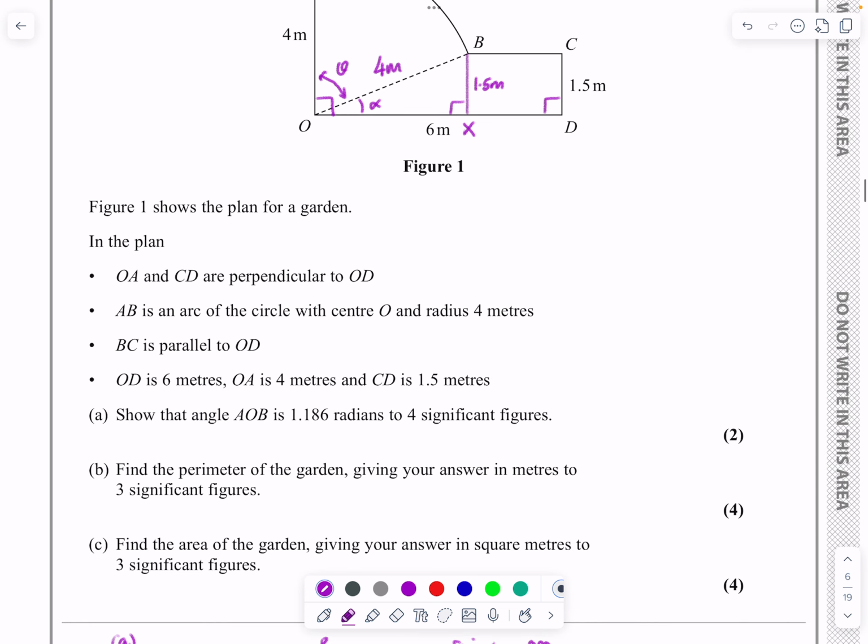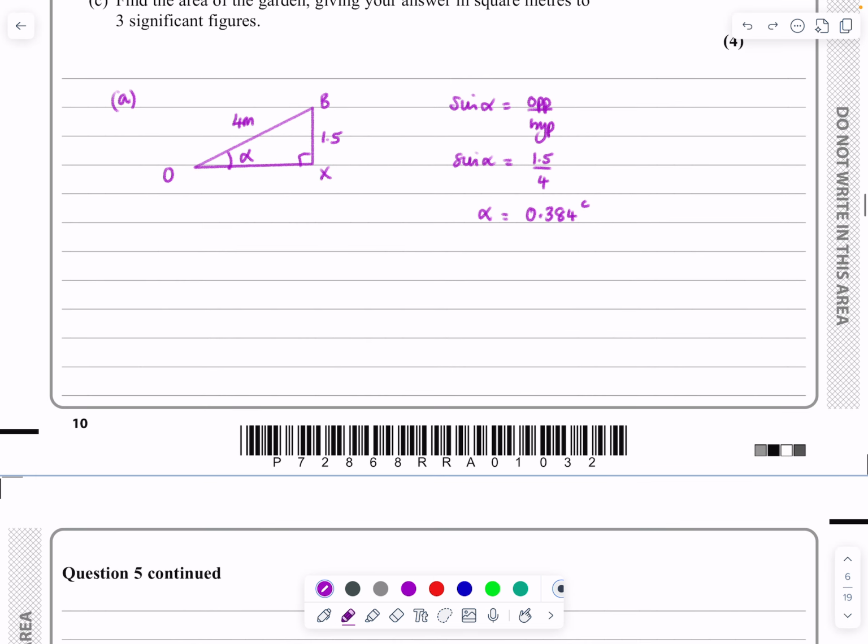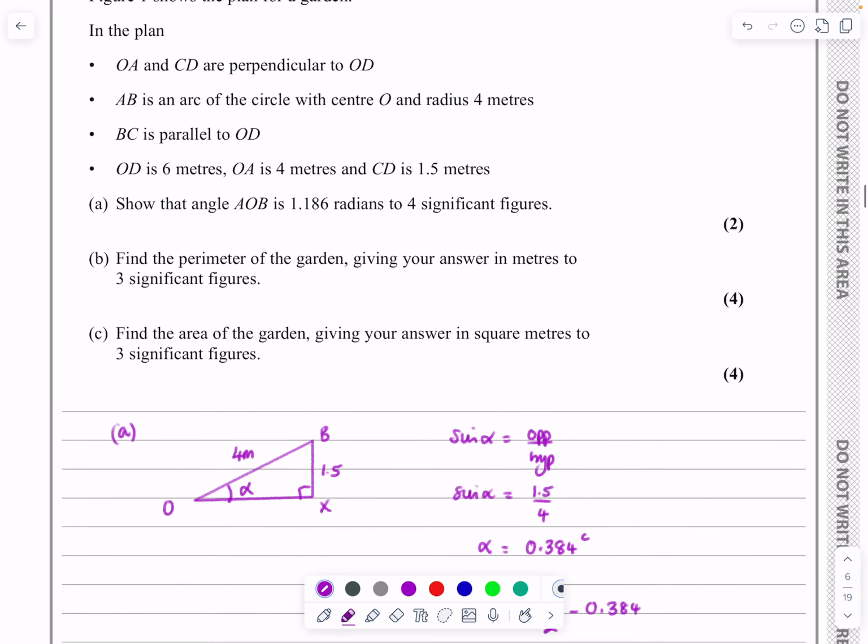Now remember, that's not what I wanted. It's nice as they told me the answer, I'm trying to get 1.186 for theta for AOB, but AOB, we'll call it theta, but it's just pi over 2 minus that one. So pi over 2 minus that, and thankfully, yeah, that does work out to be 1.186. And I did 0.384 to 3 decimal places because I knew what I was going to be getting my final answer to. Okay, that's part A done.